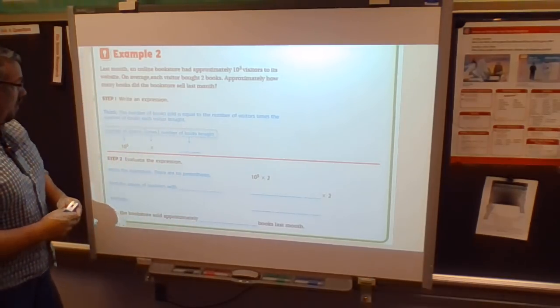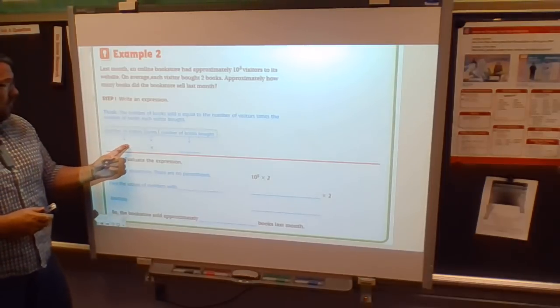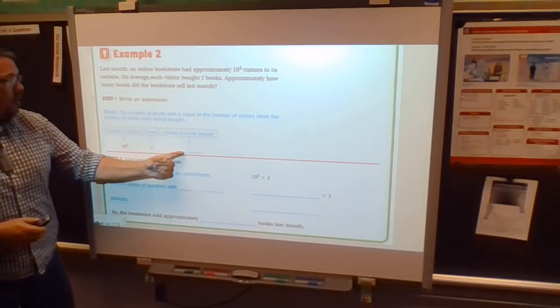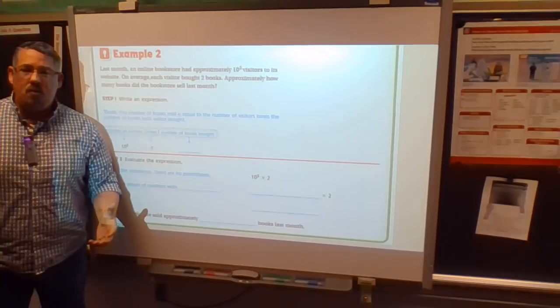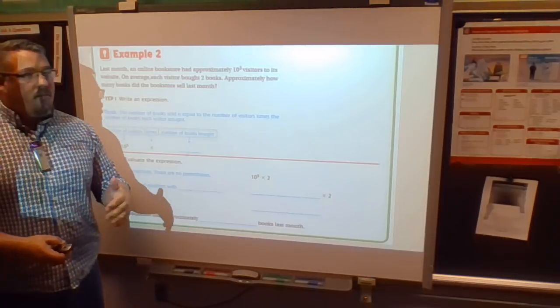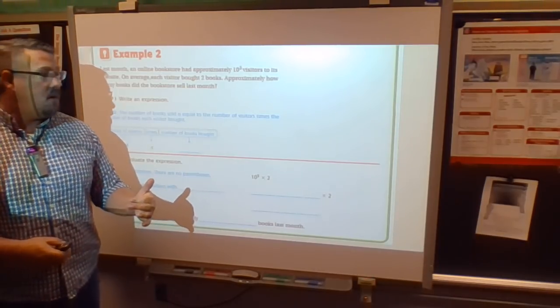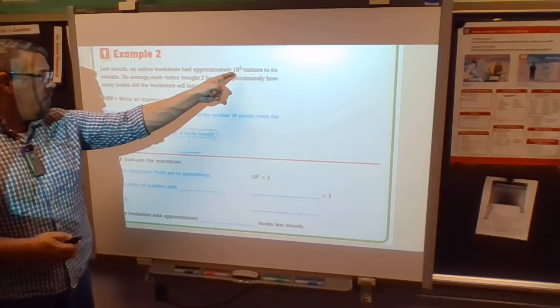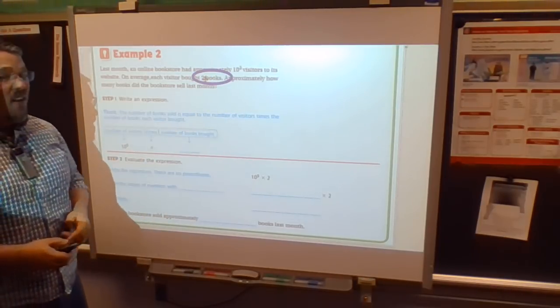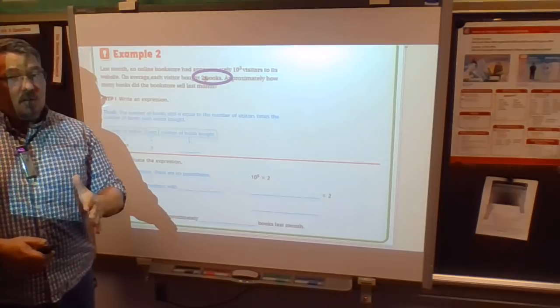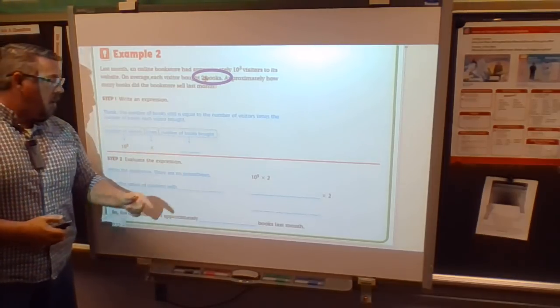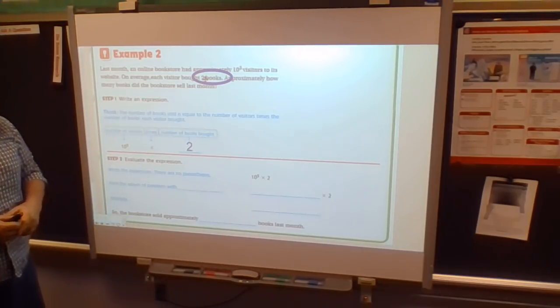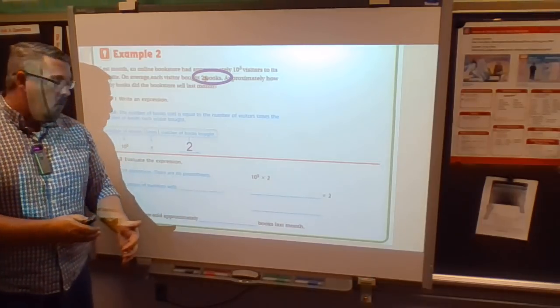Step 1, write the expression. It gives me 10 to the 5th power times a number. Well, what number am I going to multiply by? Well, I'm trying to find out in the end how many books I'm selling, and I know that this is the number of visitors, but this is the number of books that each person bought, approximately. So I know I'm going to multiply it simply by 2. So then I can do my order of operations.